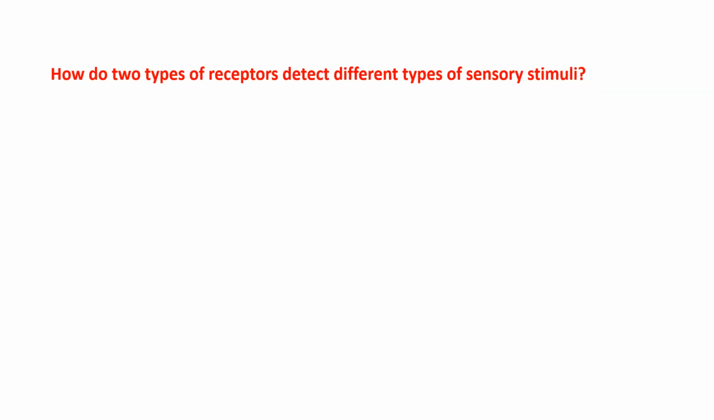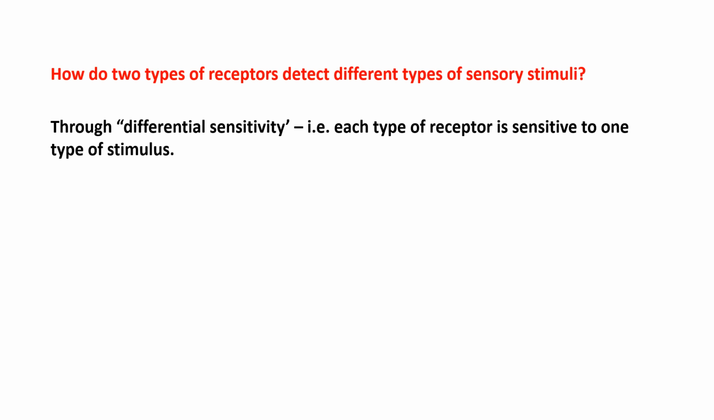So how do these types of receptors detect different types of sensory stimuli? You may ask, how do these receptors differentiate different types of sensory stimuli? They do that through differential sensitivity. And what do we mean by differential sensitivity? It is that each type of receptor is sensitive to one type of stimulus generally. Okay, so each type of receptor is sensitive to one type of stimulus.